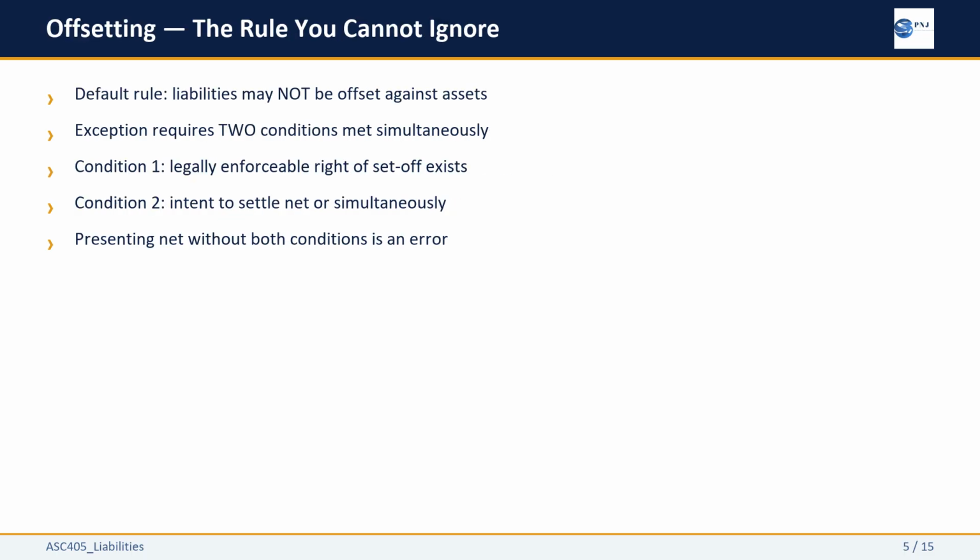Most people assume that if you owe a vendor and they owe you, you can just show the net amount. That is wrong under US GAAP. You cannot offset a liability against an asset unless two conditions are both met. First, you have a legally enforceable right of set-off, meaning a contract or law permits it. And second, you actually intend to settle on a net basis or settle both obligations at the same time. If either condition is missing, you gross up. Presenting a net liability when you do not meet both tests is one of the most common balance sheet errors auditors catch at period end.